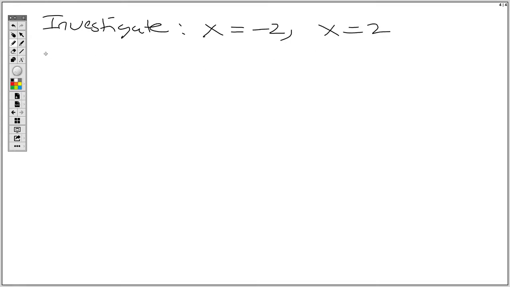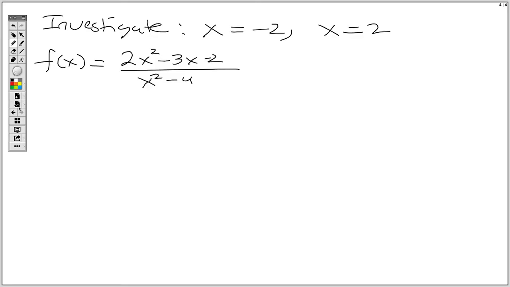So let's investigate where we're not supposed to go. We'll investigate negative 2 and 2. So I'm just going to put the function down here for reference because my memory is terrible. All right, so let's plug in the negative 2 and see what happens. Or let's attempt to plug in the negative 2, we should say.